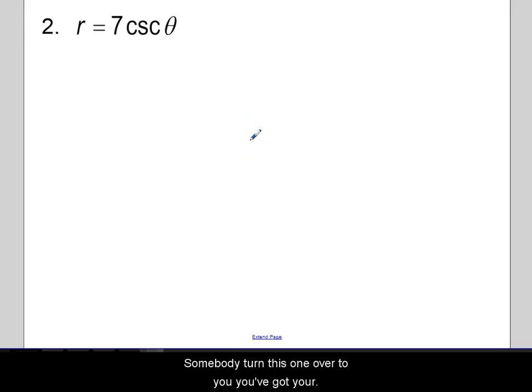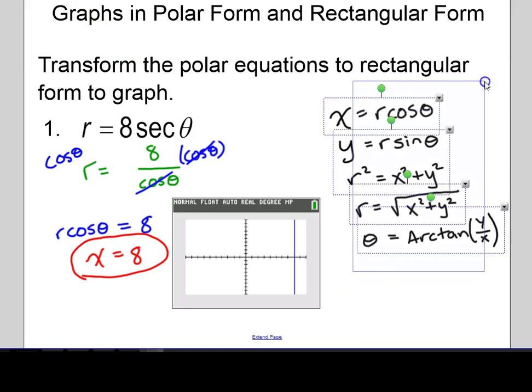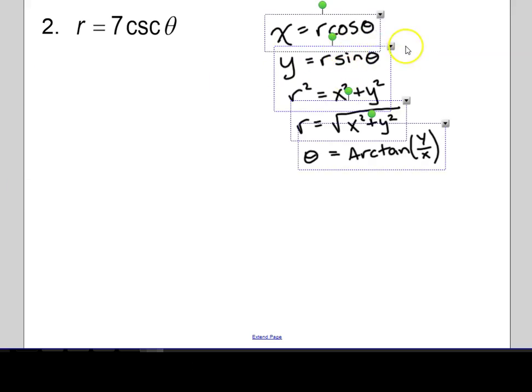Okay, so I'm going to turn this one over to you. You've got your rules available still. I'm going to paste them down from prior. You've got these conversion rules. I would like you to see how far you can get with this one on your own, and then play the recording when you're ready.